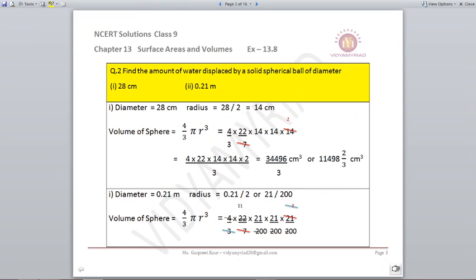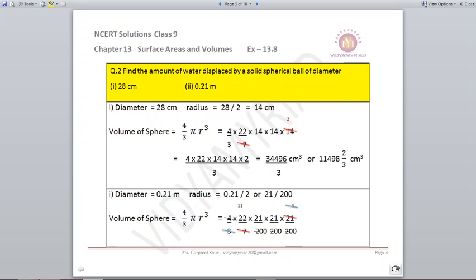Question number 2. Find the amount of water displaced by a solid spherical ball of diameter 28 centimeters. Now the diameter is given to you, 28, so the radius comes out to be 14. So the volume of sphere will be 4 upon 3 pi r cube. Just put it into the formula. You get your answer as 34496 upon 3 centimeters cube, or you can convert it into mixed fractions.